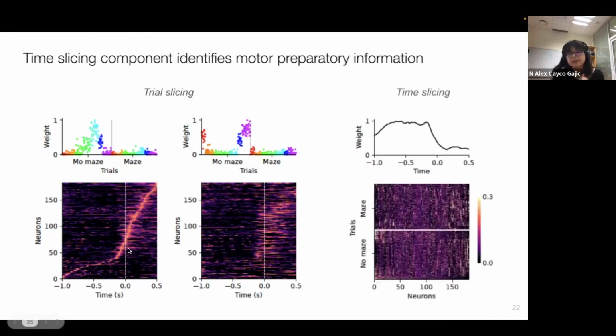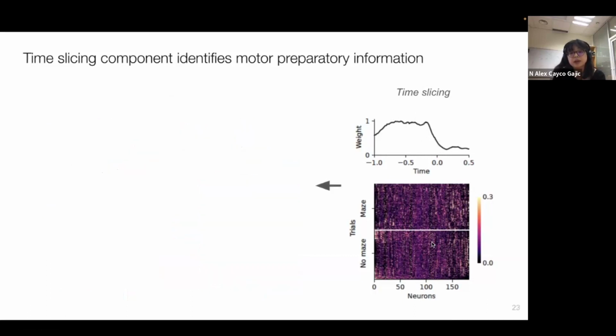And then we look at the time slicing component, and here's the loading vector, and you see that there's large activation immediately before the time of movement, which is at 0, and then it shoots down. And if you look at this slice, which is trials by neurons, and you analyze it, you can actually decode the end position from this slice, in line with what you expect from preparatory movement that should have information about the upcoming goal points.